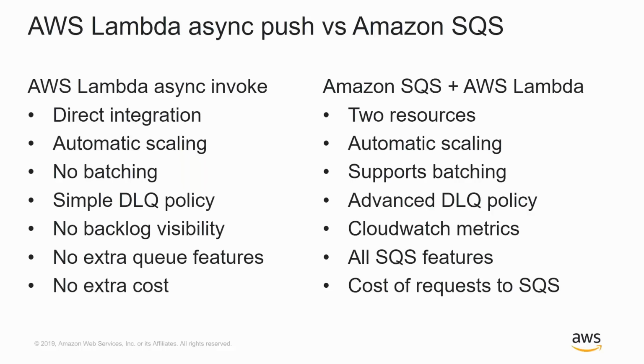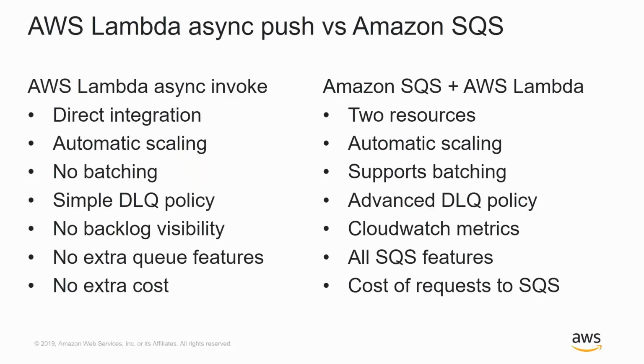And there's one extra difference. The async invoke path, there's no extra cost. You just pay for the normal price for invoking a Lambda function. Whereas when you combine SQS and AWS Lambda, there will be this added cost of requests made to SQS.